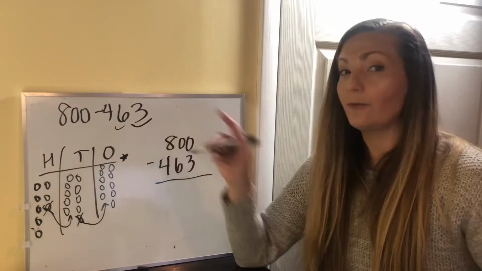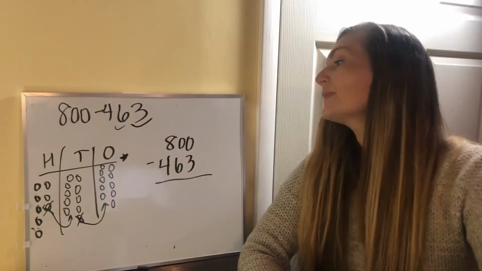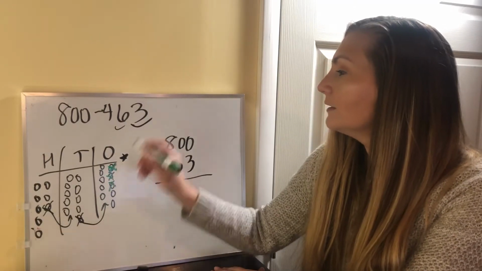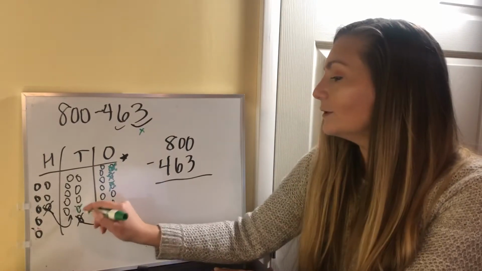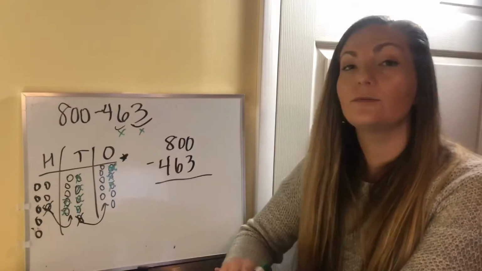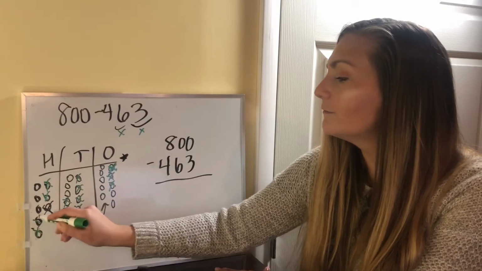Let's take a look. Can we subtract 3? Maybe I'll use a different color so you can see it better. Can we subtract 3 1s? Sure, we got enough. 1, 2, 3. Did that. Can we subtract 6 10s? Sure can. 1, 2, 3, 4, 5, 6. Can we subtract 4 hundreds? Sure. 1, 2, 3, 4.